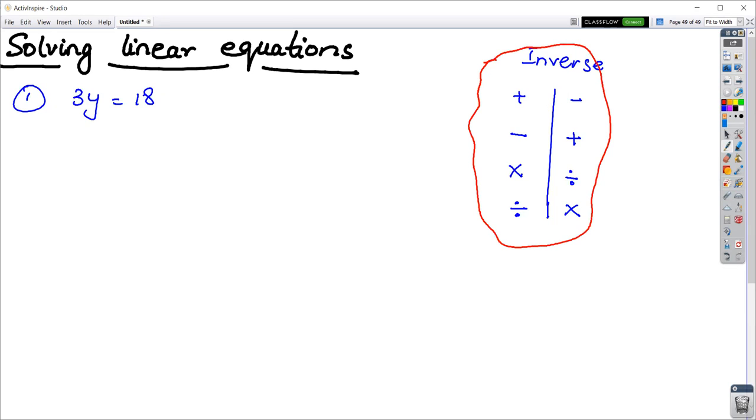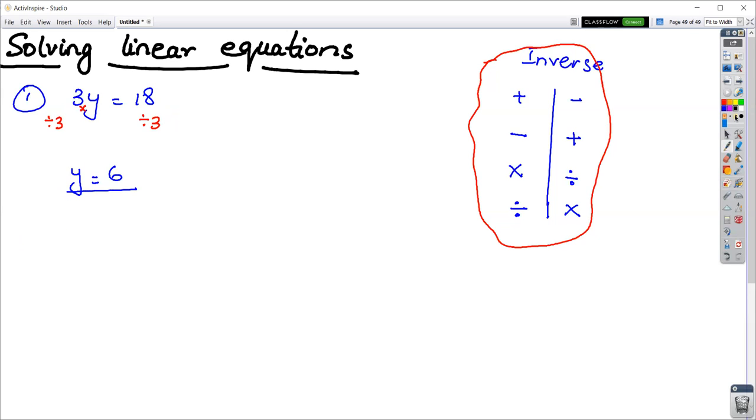So to begin with the first one now, we are trying to find out the value of y. So we need to get rid of this 3 written with y. Between 3 and y, because there's no sign, it means that there is a multiply in between them. And the inverse of the times is divide. So we're going to do divide by 3 on both the sides. To do divide by 3 on both the sides, we will be getting y equals how many 3 makes 18, which would be 6.